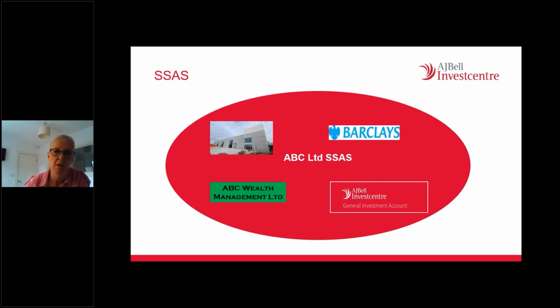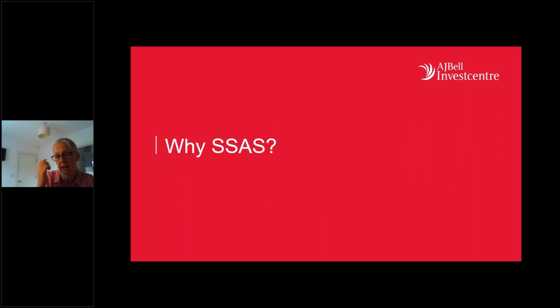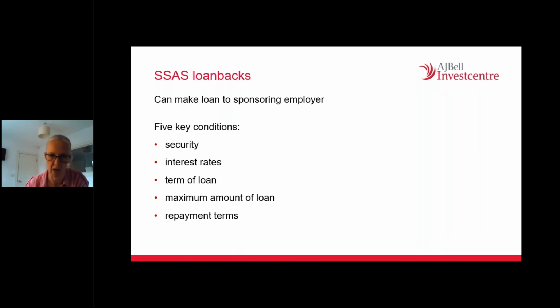Okay. Moving on to why else a SSAS? What can you do with a SSAS that you can't do with a SIPP? Now, the obvious one is the loan back. So a SSAS can make a loan to the sponsoring employer. Obviously, you can't do it with a SIPP because there isn't a sponsoring employer involved, and you can't make connected party loans, as they are unauthorised payments. So loan back is a really big draw point for SSAS.